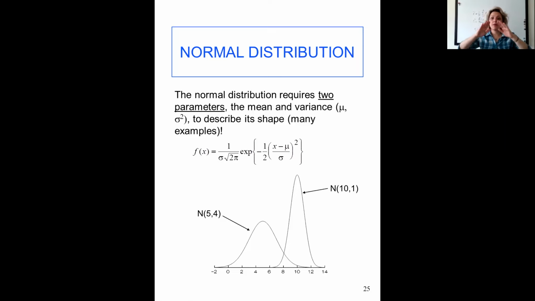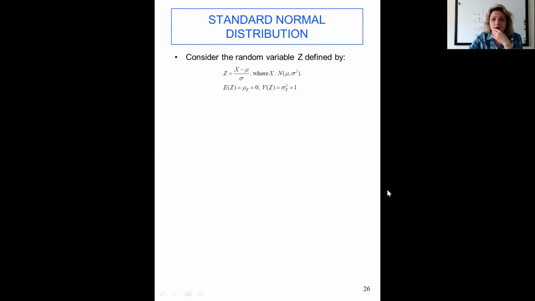So when you see a bell-shaped curve that is like this, so it's wider, it means that the variance is larger. If it's like this, it means that the variance is smaller. So that's the normal distribution.